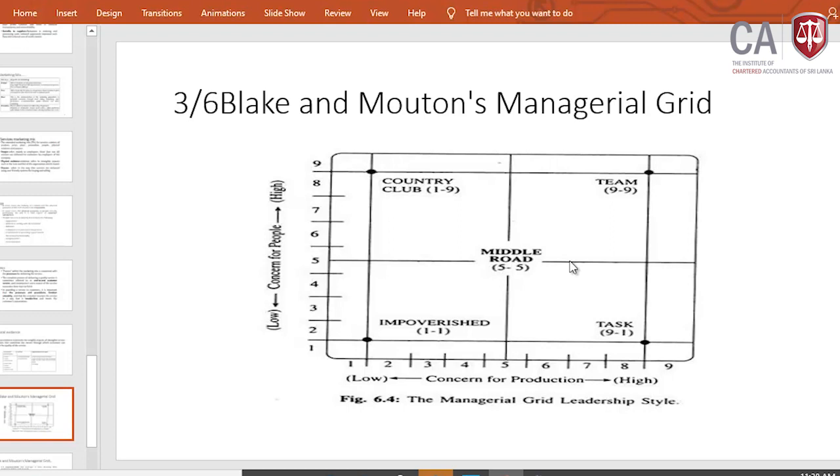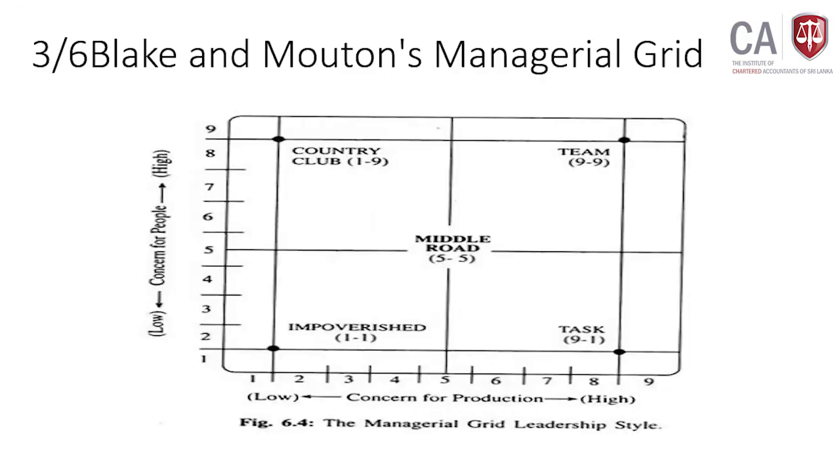So, how many leadership styles have we identified under the Blake and Mouton managerial grid? Five, based on two criteria. What are the two criteria? One is concern for people, the other one is concern for production. In the concern for people, we identify two consideration levels, low concern and high concern. Within that, we identify nine scales. One means the lowest consideration level, nine means the highest consideration level.